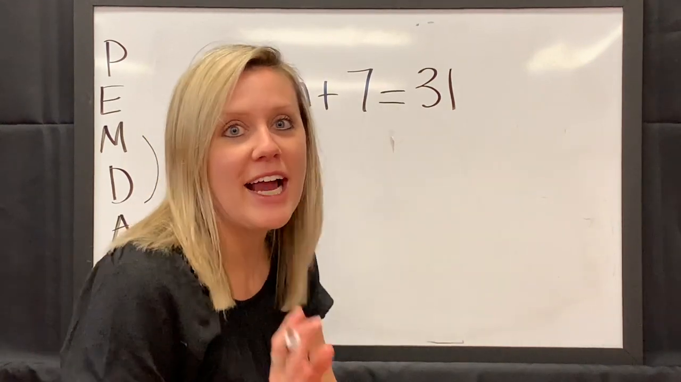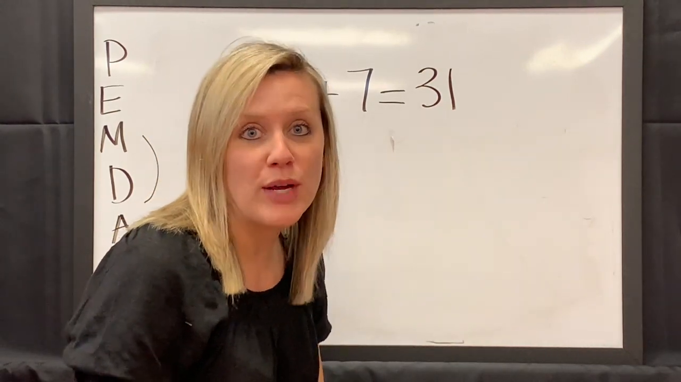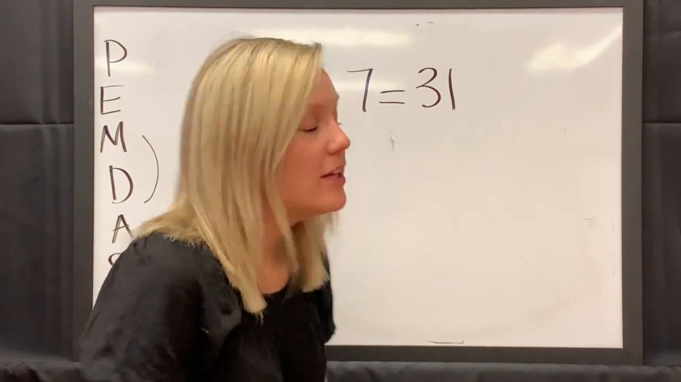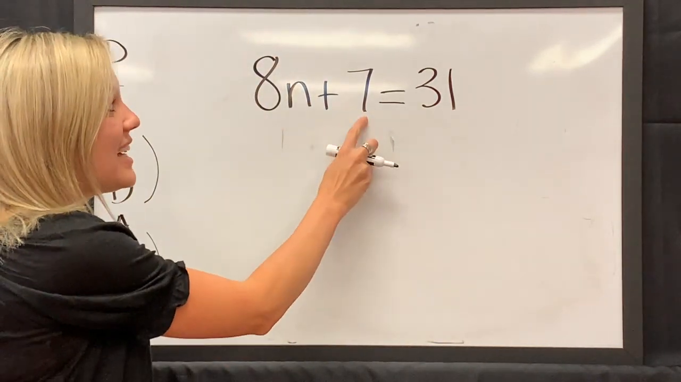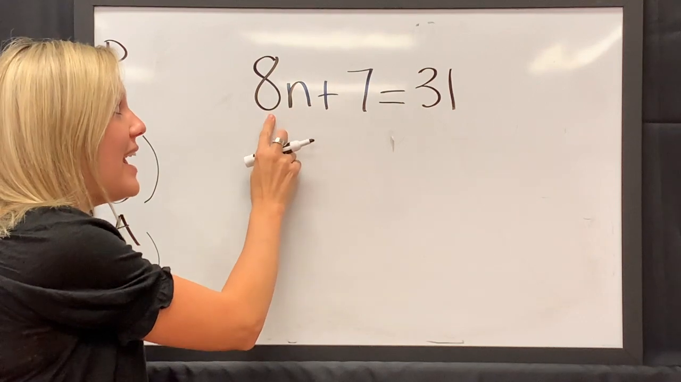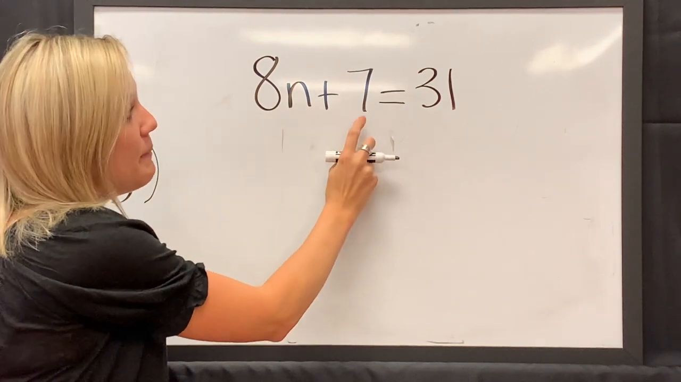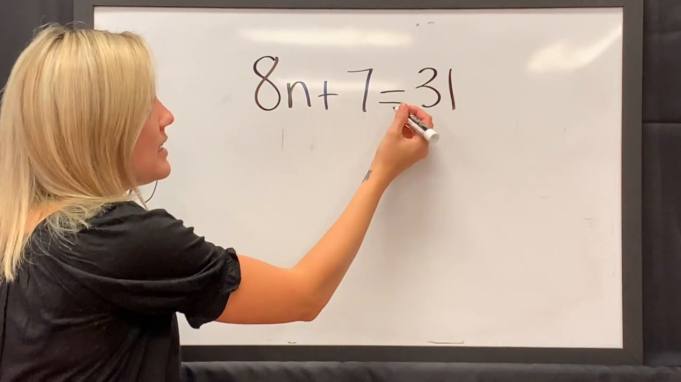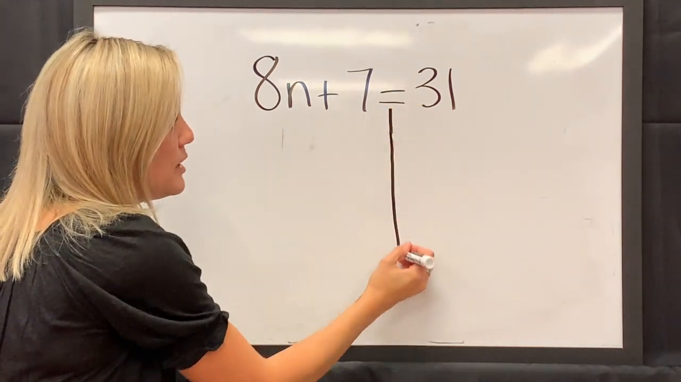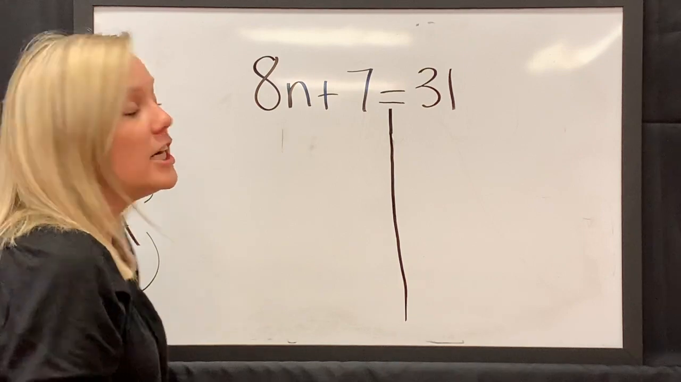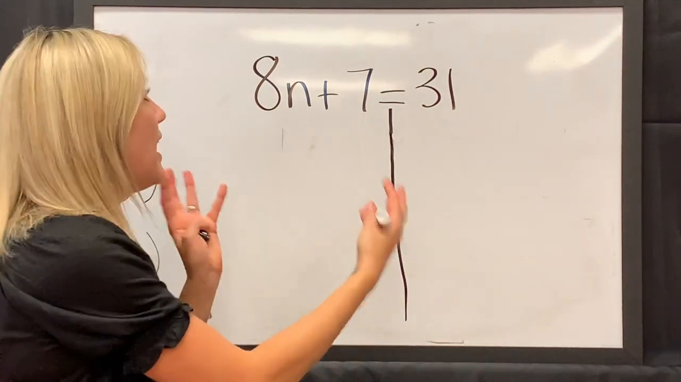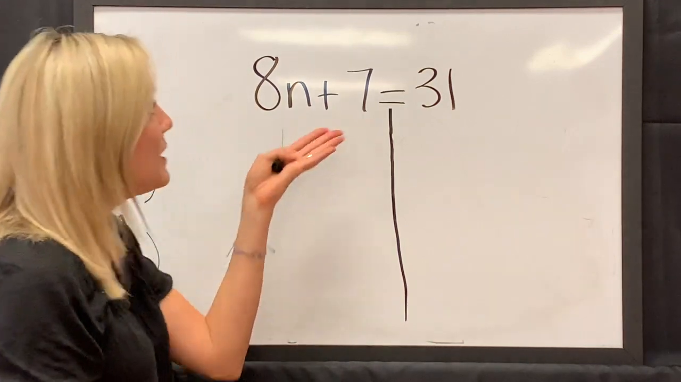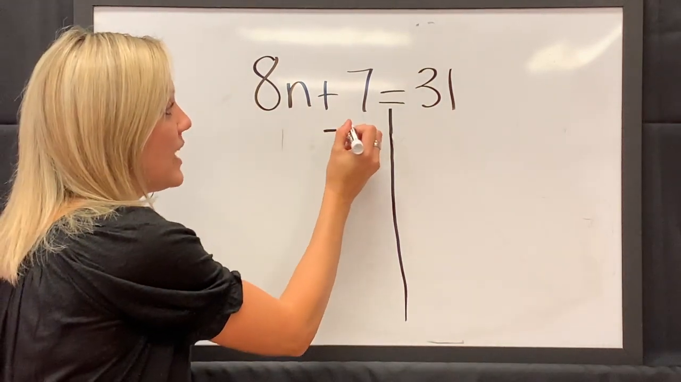I normally get rid of the number that's furthest away from the variable. So in this example, 7 is further away from 8n. So I'm going to get rid of that 7 first. I'm going to follow the same steps that I did in one-step equations, and draw a line where my equal sign is, just to remind myself that whatever I do to one side, I'm going to do to the other side too. So I'm going to get rid of this 7 first by subtracting 7.